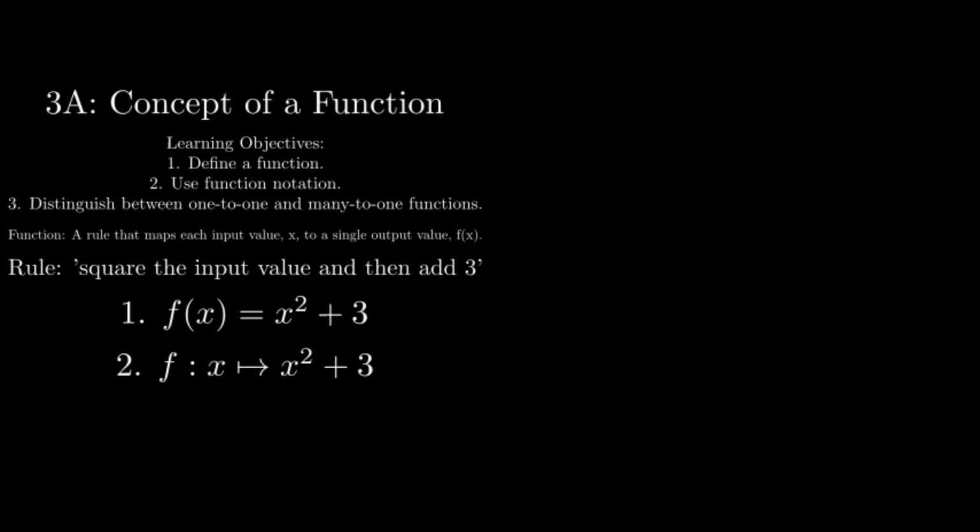An alternative way to write this is using a mapping notation. This reads as the function f maps x to x² + 3. It expresses the same exact idea. The input x is transformed into the output x² + 3. Both notations tell us the same thing. For any input x, the function f will square it and add 3 to produce the output.